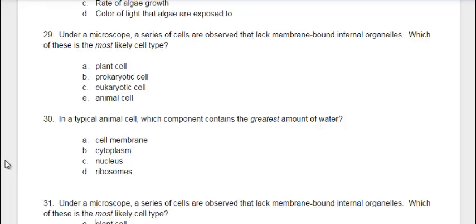A. Cell membrane, B. Cytoplasm, C. Nucleus, D. Ribosomes.